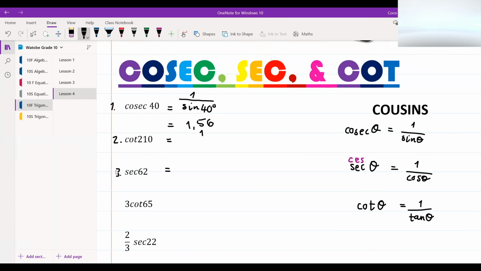What about cot? Cot of 210 is going to be 1 over tan of 210. Punch that into your calculator and tell me how much you get, guys. Everybody says square root 3. I agree, and I know exactly why it's square root 3, because it's actually tan of 30. It's tan of 210, the third quadrant. Remember, we're going to talk about that in just a bit, though.